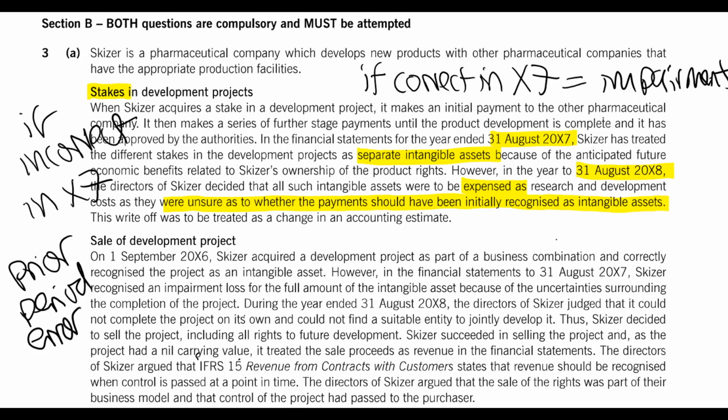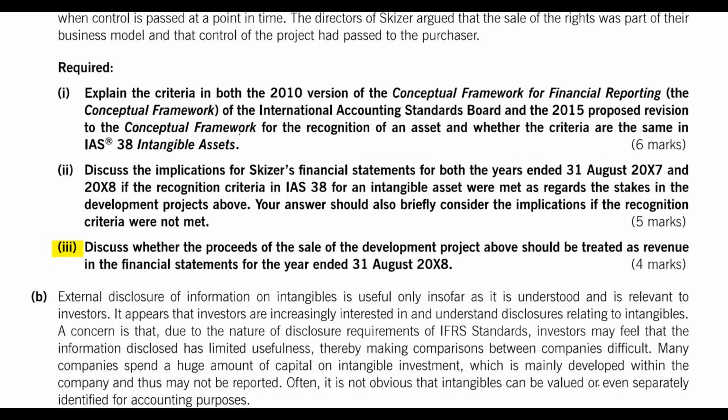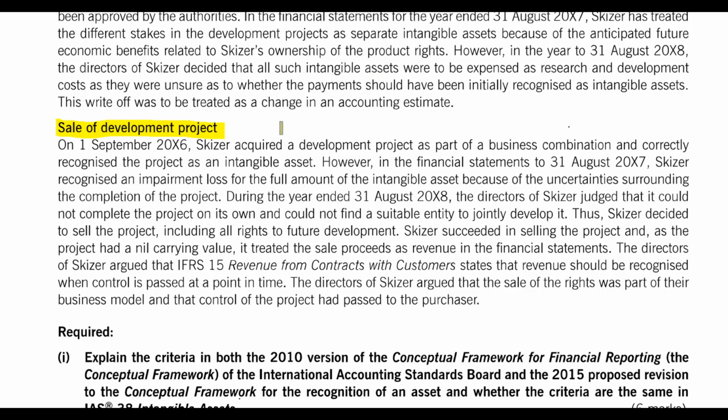Let's have a look at A part 3 of the question. A part 3 of the question wants us to discuss whether the proceeds of the development project should be treated as revenue. So immediately I'm getting very excited because I remember IFRS 15, revenue from contracts with customers, and I think of the 5 steps. But we need to look at the information in the question. Now, when we read the information in the question, we discover that they've acquired the development project as part of a business combination, and they correctly recognized it as an intangible asset.